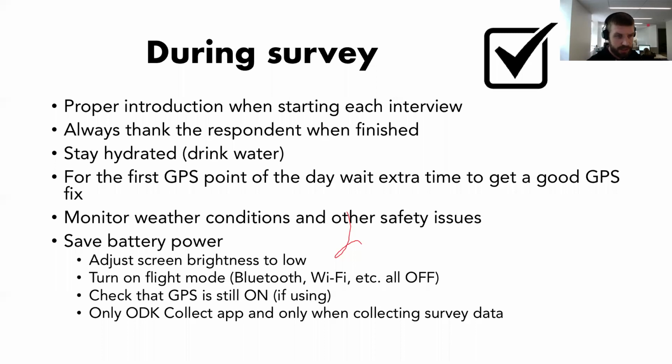And there's tricks for saving battery power when using phones. You can adjust the screen brightness down to low. You can do things like turning on the flight mode. If you turn off Bluetooth, Wi-Fi, and things like that, the phone will not be searching for those signals, and it will save some battery power. And if you only use the one app that you need, only the ODK Collect app, that'll also save battery power as well. We'll often also have external batteries that we can use as backups, to charge phones when out in the field.